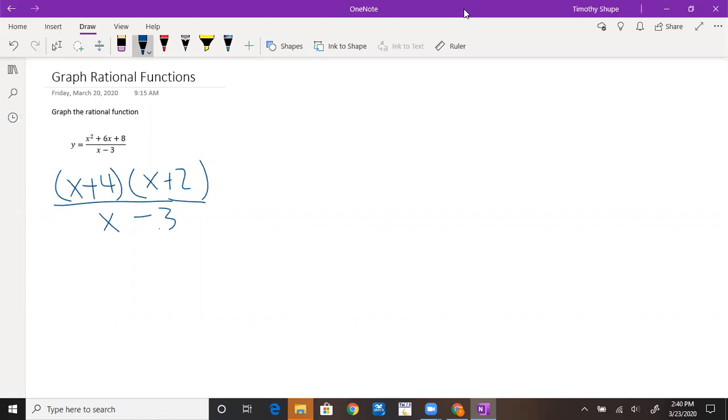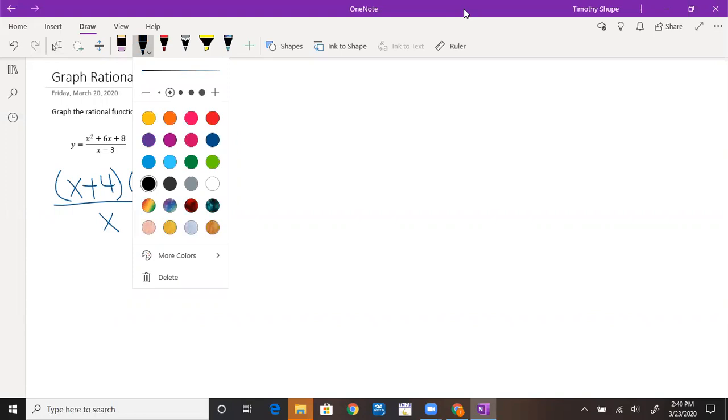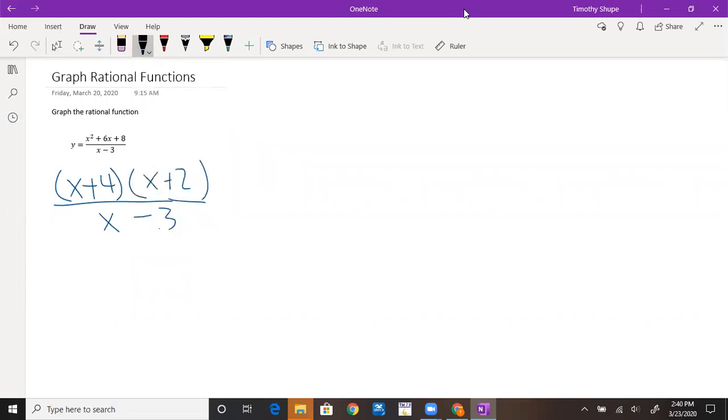First thing I'd want to be able to find off of this then is any zeros and asymptotes that I have. So I'm going to start with my x-intercepts. And for x-intercepts, we're going to look at the numerator of that fraction. And the numerator would give us zeros of -4 and -2. So at -4, 0 for the coordinate, and at -2, 0 for the other coordinate.